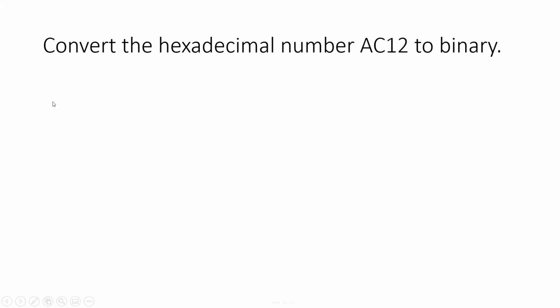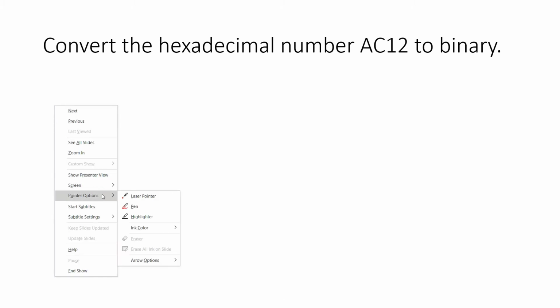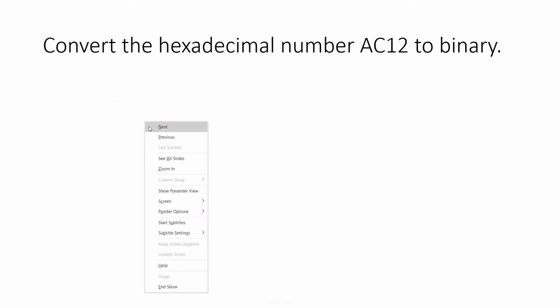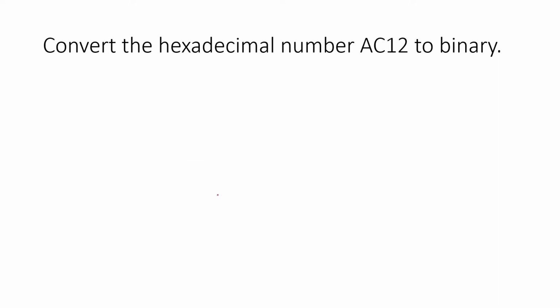So we're moving on to question 2, which is pretty much just asking us to convert a hexadecimal number, AC12, to binary. So how do we do that? The way we convert from hexadecimal to binary is we use 4 places for every single letter. Every single letter corresponds to 4 bit places. And why is it 4 bit places? Because the radix of hexadecimal is 16.